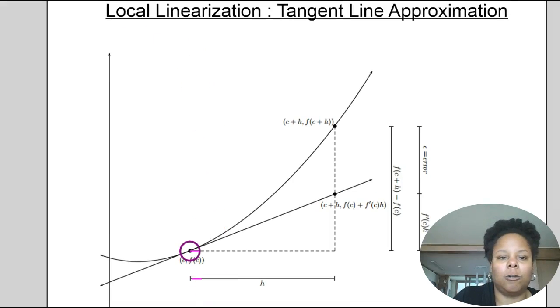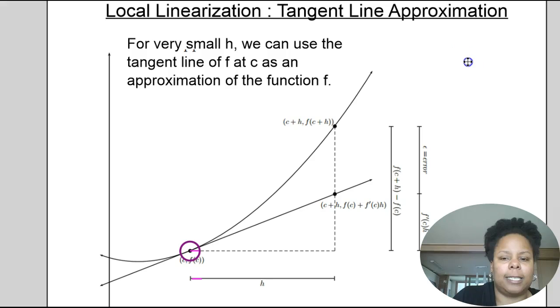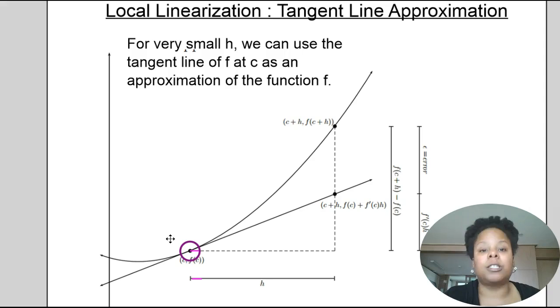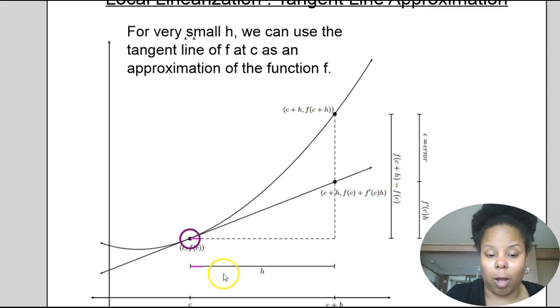The idea is local linearization. It says that for very small h, we can use the tangent line of the function at that point as an approximation of that function. Well, we're going to use local linearization to solve that 0 over 0 problem.